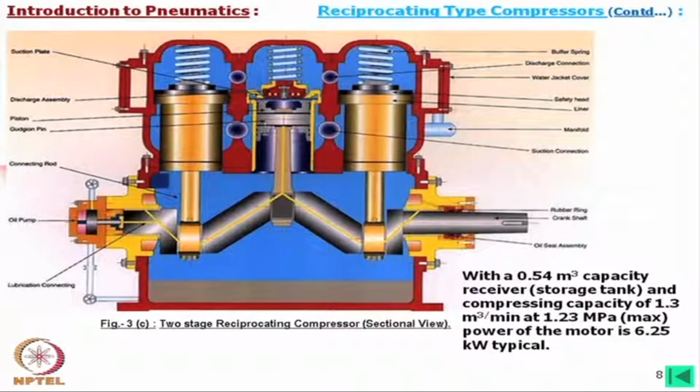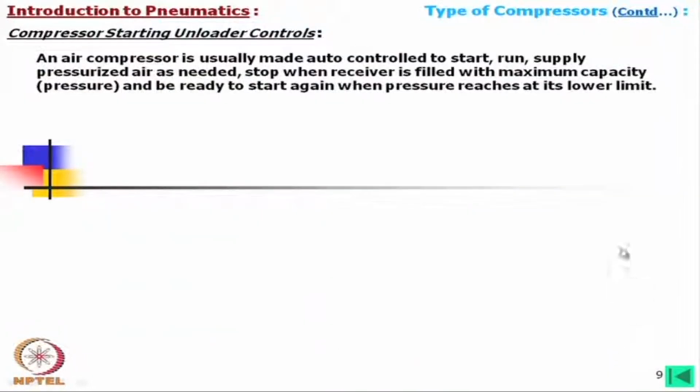At 1.23 megapascals, power of the motor is 6.25 kilowatt typical. If you calculate this pressure into flow rate, it will not be 6.25, but usually efficiency of compressors is relatively poor. That is why at least you need 6.25 kilowatt typical. We will calculate the sizing of such compressors.